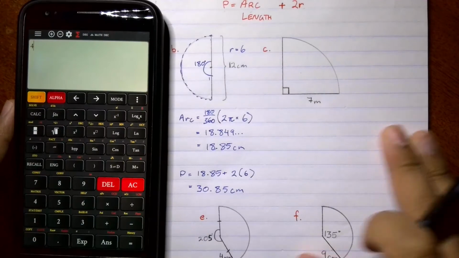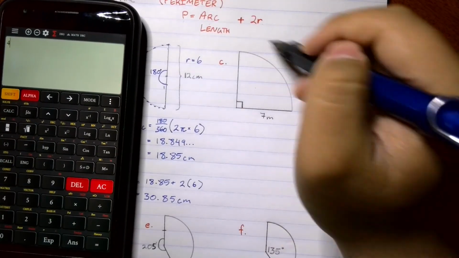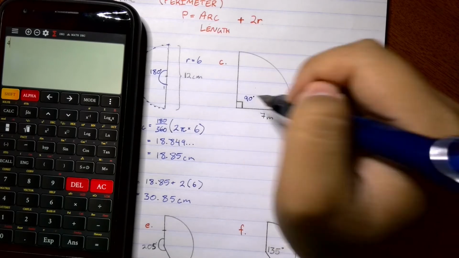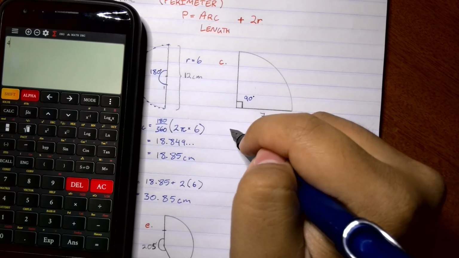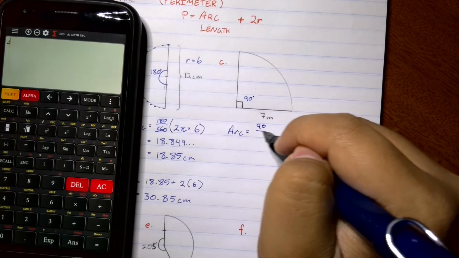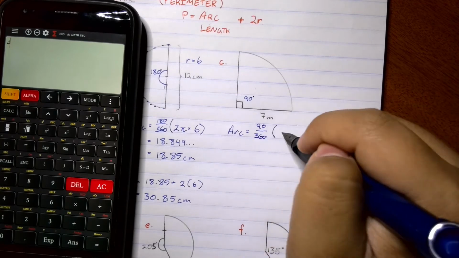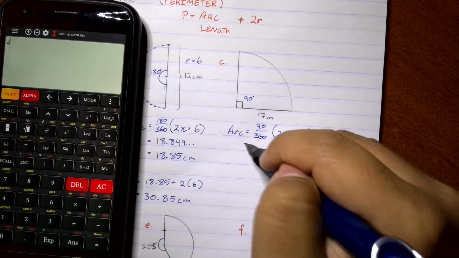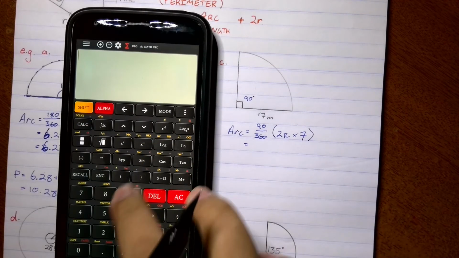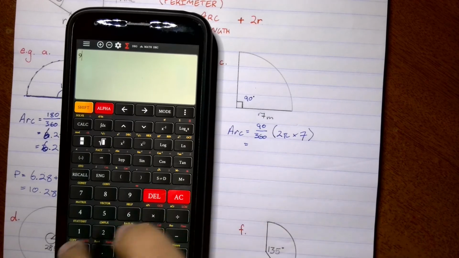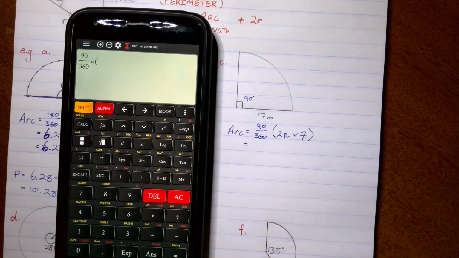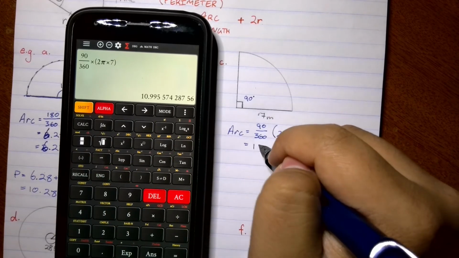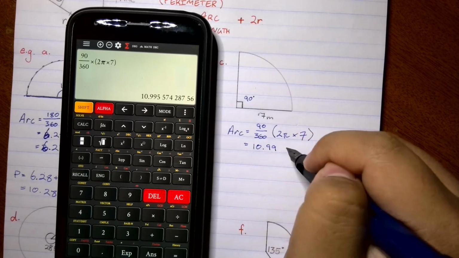Moving right along, once again, here we have another sector. This angle here is 90 degrees and it is on the inside of the sector. So we're going to find the arc to be 90 over 360 multiplied by 2 pi times the radius of 7. Using our calculator, 90 over 360 times 2 pi times 7 gives us 10.995.